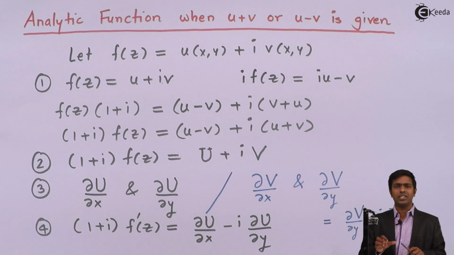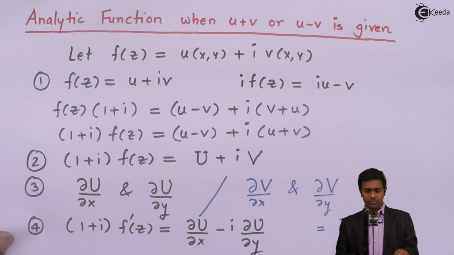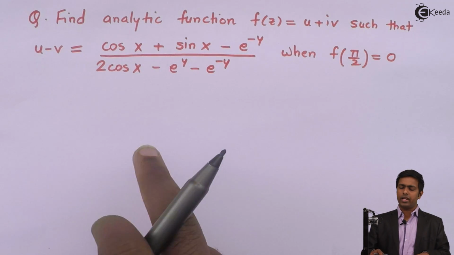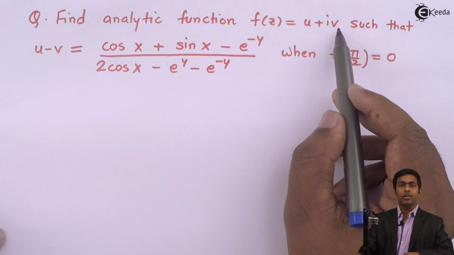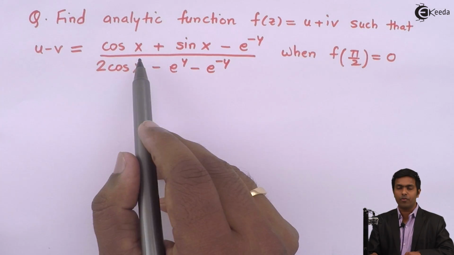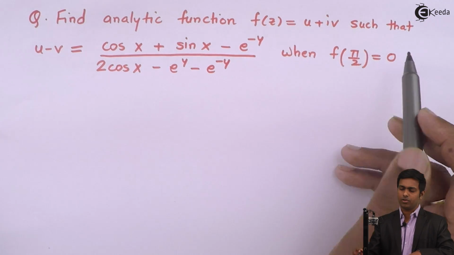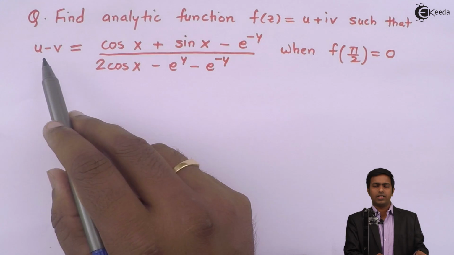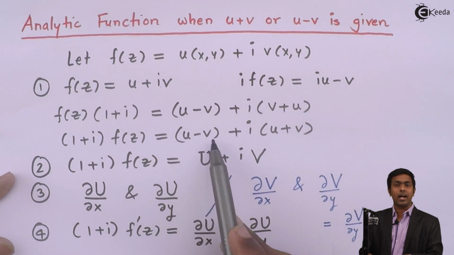Now we are going to use this method in one numerical. So the numerical is, we have to find out the analytic function f(z) = u + iv, such that u minus v is given and the condition, that is f(π/2), is given as 0. So now guys, since u minus v is given, you can see here that the real part is given.